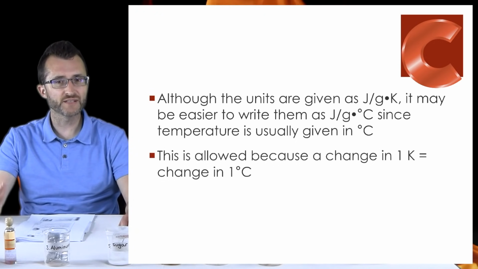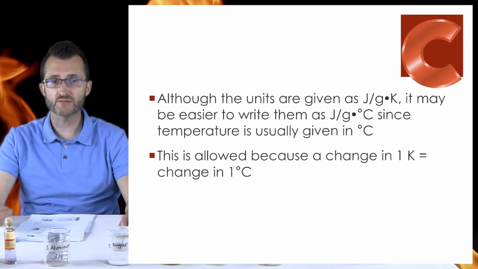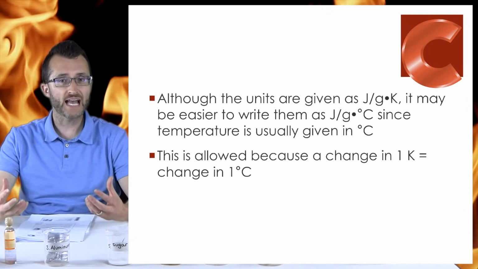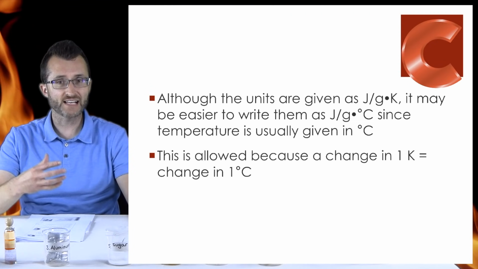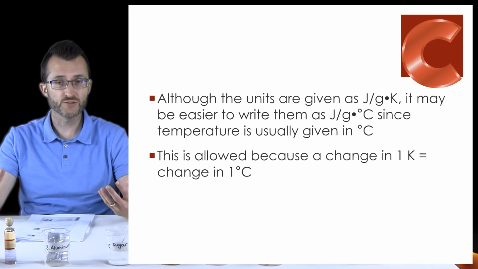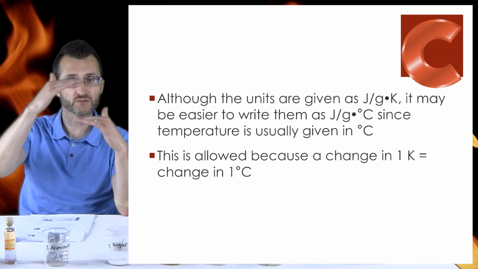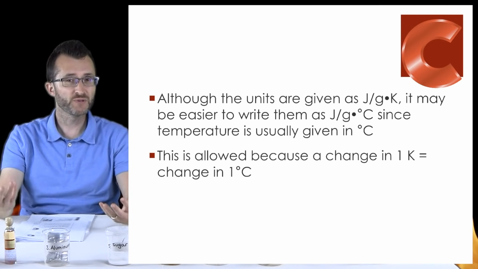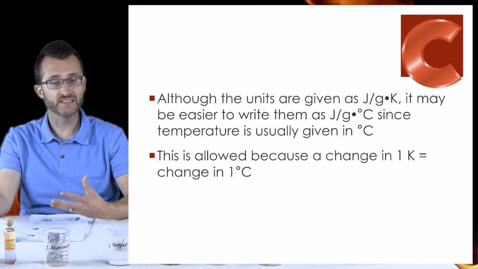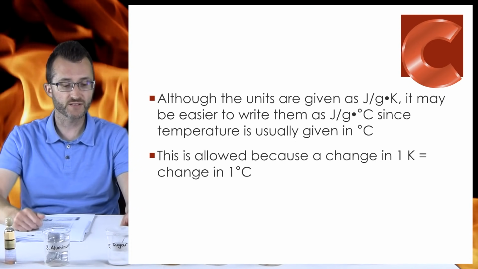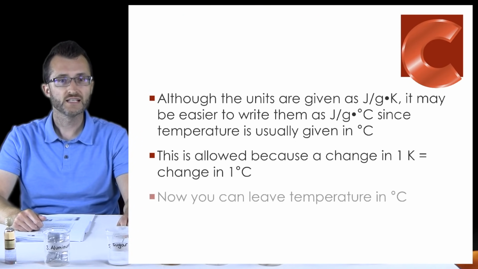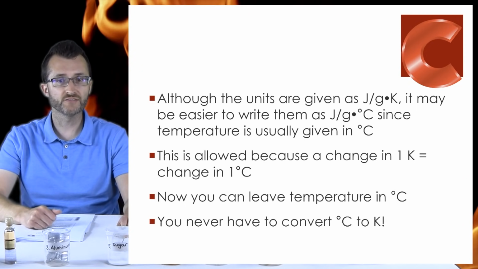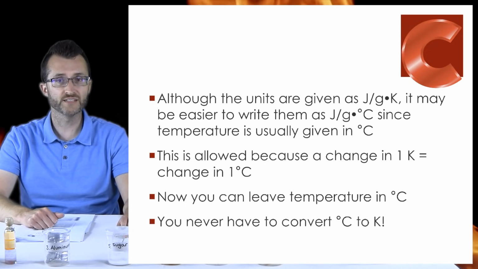This is allowed because a change in 1 Kelvin equals a change in 1 degree Celsius. If you remember from an earlier video, we used the ladder analogy and we said that if the Celsius and Kelvin scales were two different ladders, the distance between the rungs would be equal, they would just be staggered by 273. So we can really think of 1 Kelvin as being 1 degree Celsius in terms of the change. Now you can leave temperature in degrees Celsius and you never have to convert degrees Celsius to Kelvin.